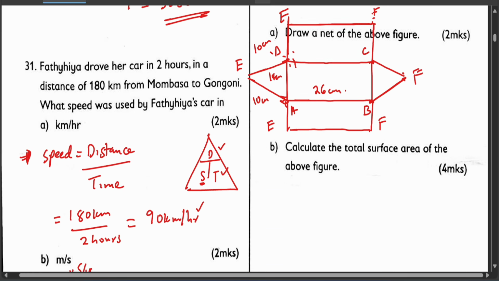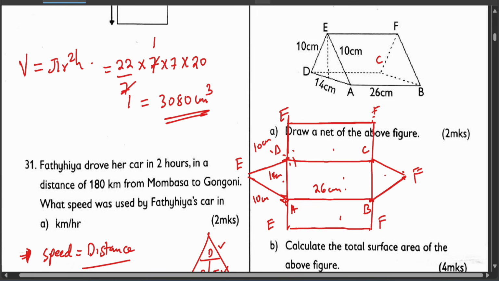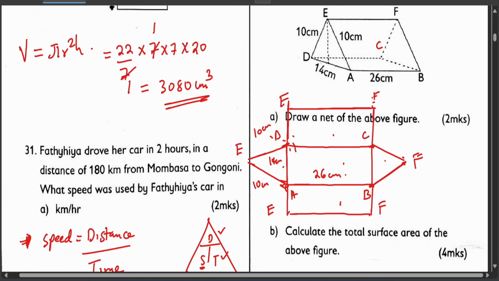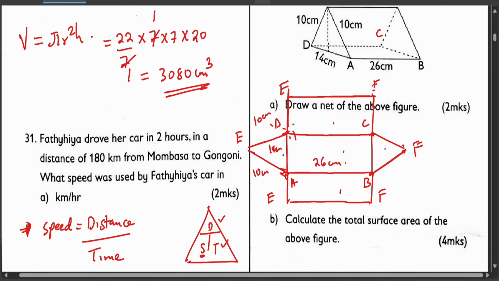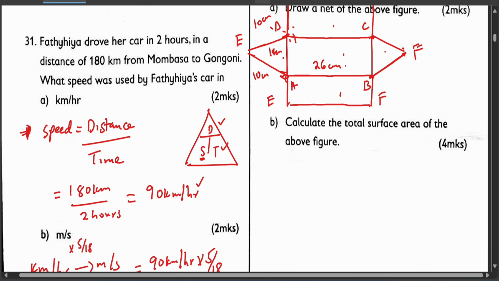Okay, the question says calculate the total surface area of the figure above. So you have two shapes. You have how many faces? 1, 2, 3, 4, 5. You have 5 faces, and you also need to know what our height is as well. So for the rectangle part, there are three rectangles, 1, 2, 3. The first rectangle is this one here.